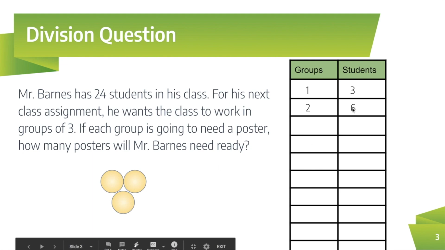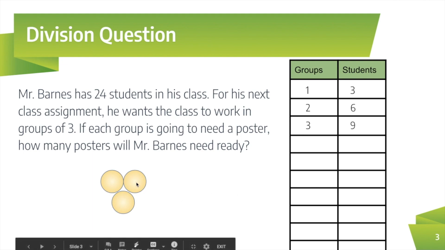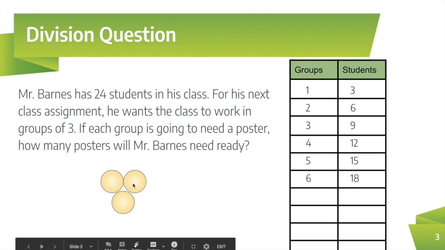And then 3 groups. How much is that? We start at 6, 7, 8, 9. That'd be 9 students. So if we had a group here, that'd be 3, another group here, that'd be 3, another group here, that'd be 3. That's 3, 6, 9 students. 4 groups would be 12 students. 5 groups, 15 students. We need 24 students, so we keep going. 6 groups would be 18 students. 18, 19, 20, 21. So 7 groups will be 21 students. And then 21, 22, 23, 24. 8 groups would be 24 students.